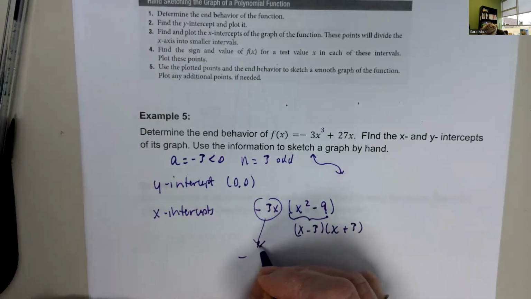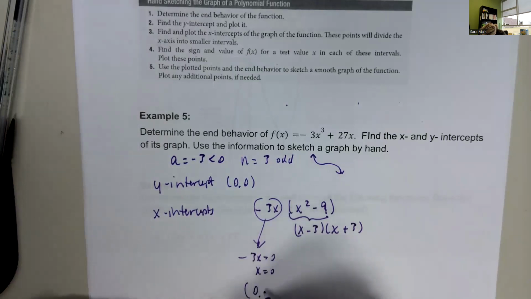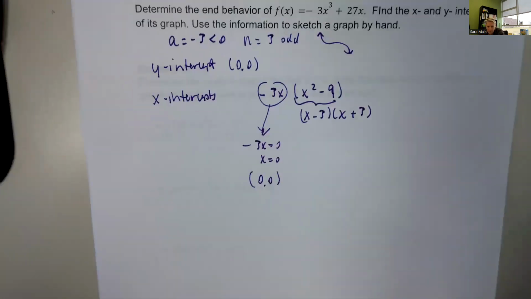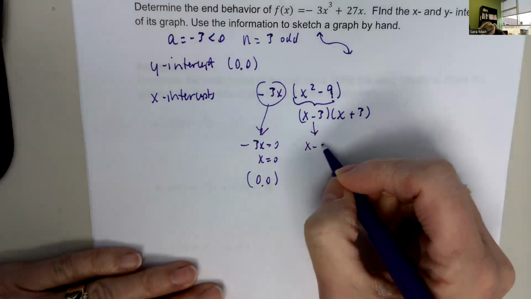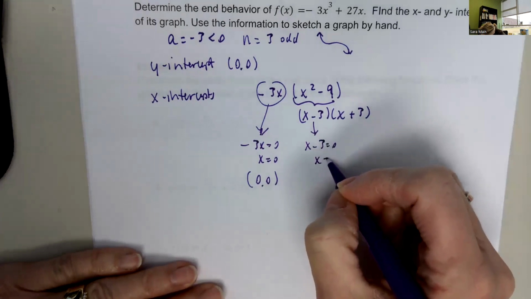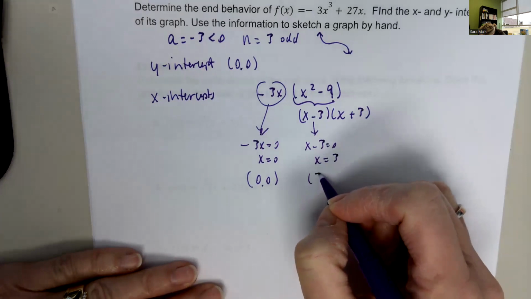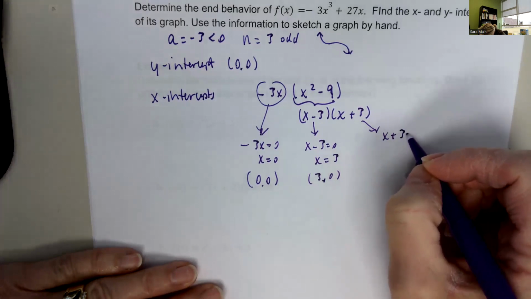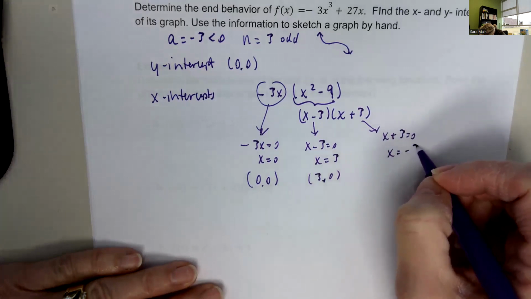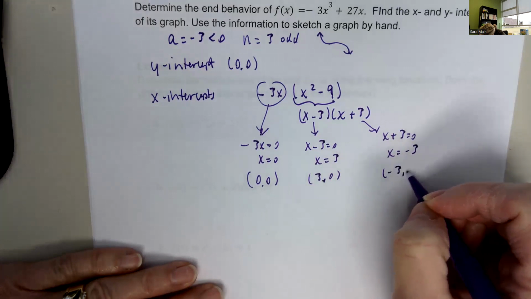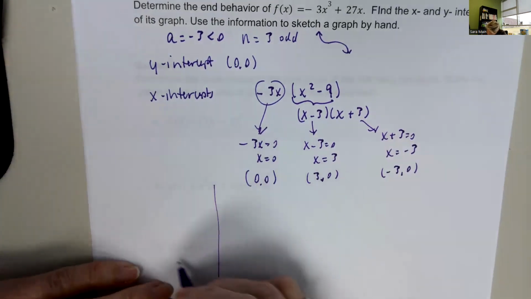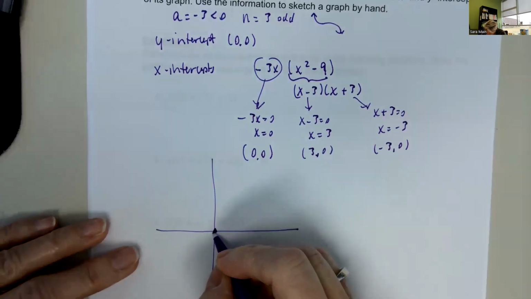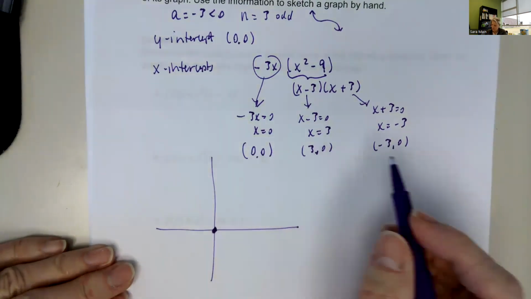So we set this one equal to 0. So x equals 0, and I have one x-intercept at (0, 0). And then this one, x minus 3 equals 0, x equals 3, so I have one at (3, 0). And then this one, x plus 3 equals 0, I have one at (-3, 0). So I can get that out here. I know my y-intercept is at (0, 0), which is also one of my x-intercepts.